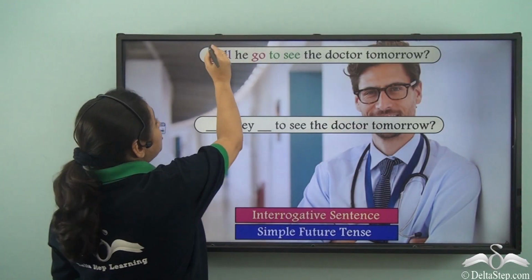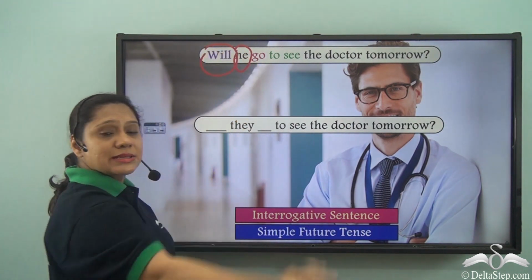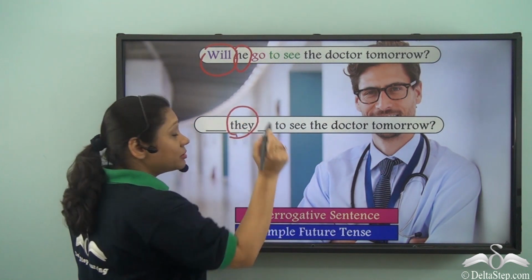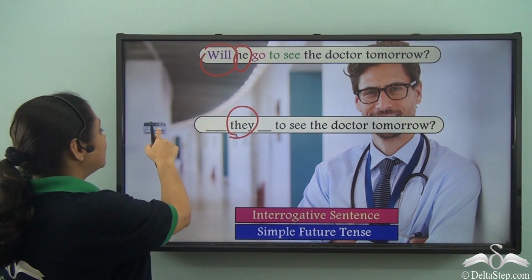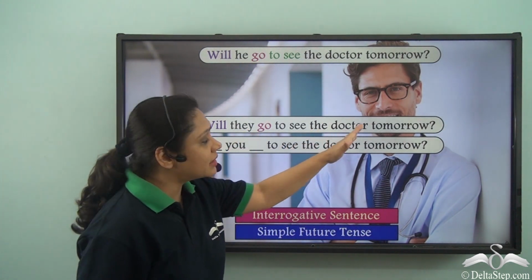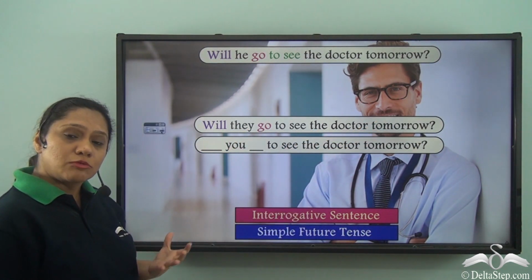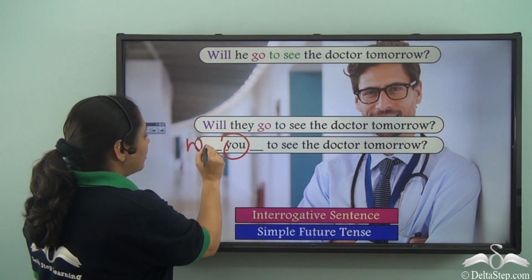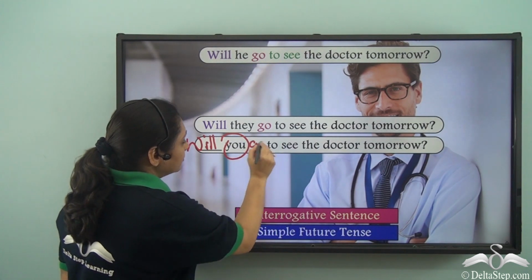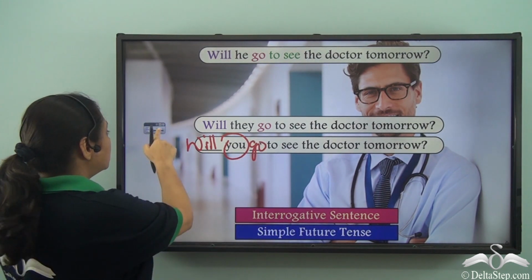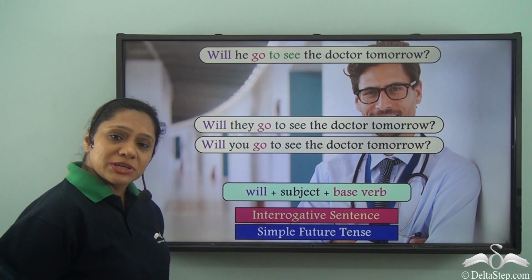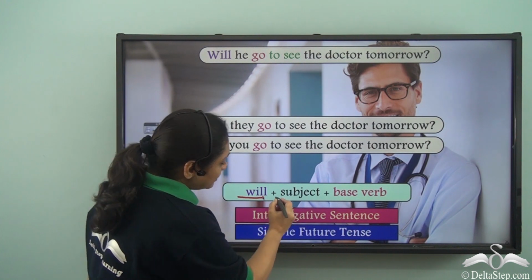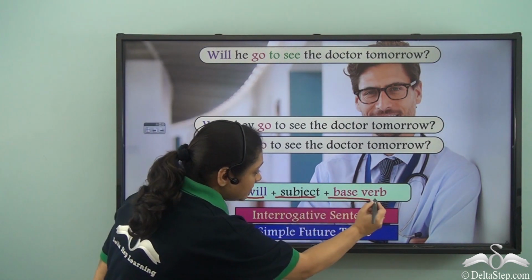So we have used will with the singular subject he. How will we write the sentence if the subject changes to they? In that case also we will write, will they go to see the doctor tomorrow? How about if we change the subject to you? In that case also it will be, will you go to see the doctor tomorrow? So in the simple future tense, the interrogative sentence takes the form will followed by the subject and then the base verb.